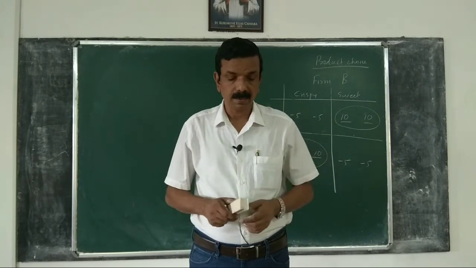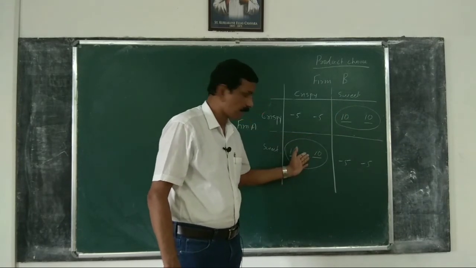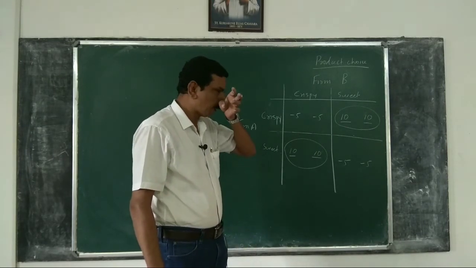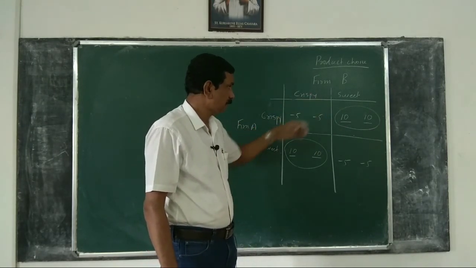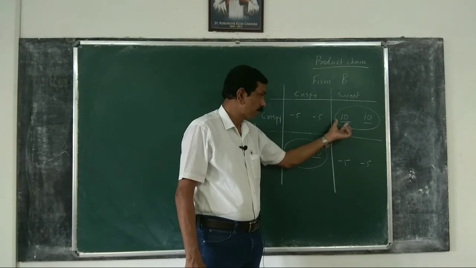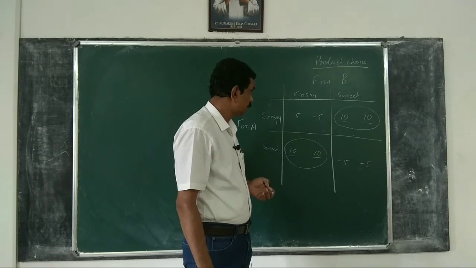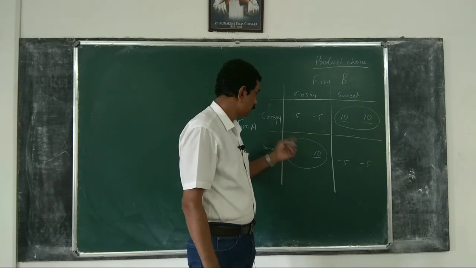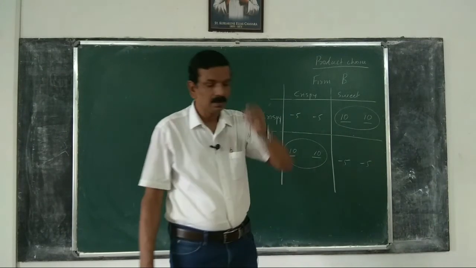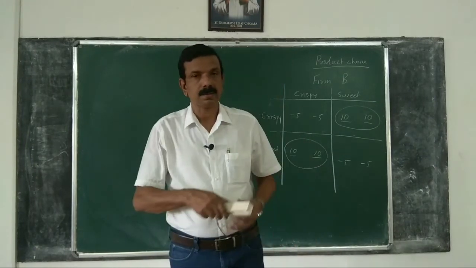To get information about whether they will reach this or this equilibrium, we require additional information, or an advertisement or something. If B expresses his intention to produce sweets, then A can produce crispy, and vice versa. Otherwise, we cannot say how this particular equilibrium is actually achieved.